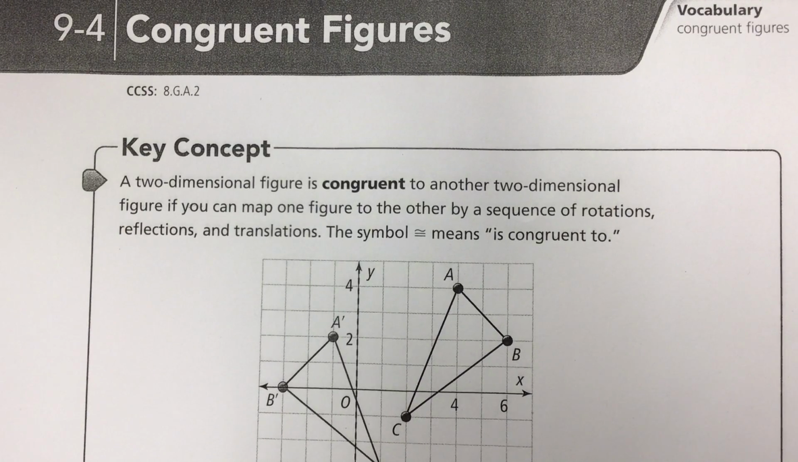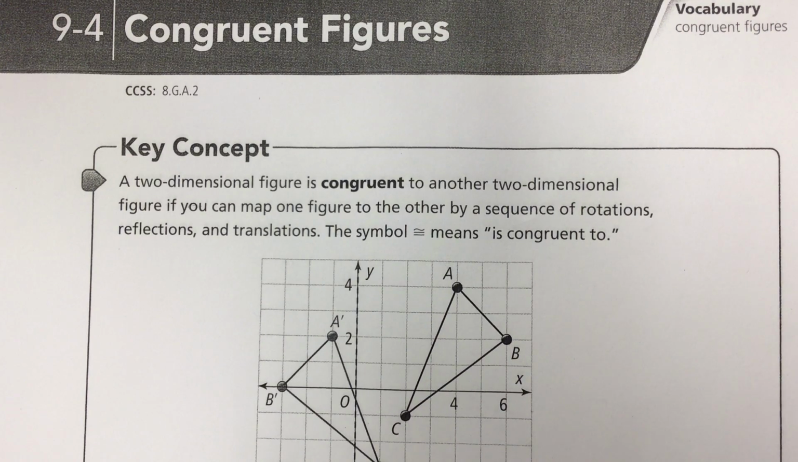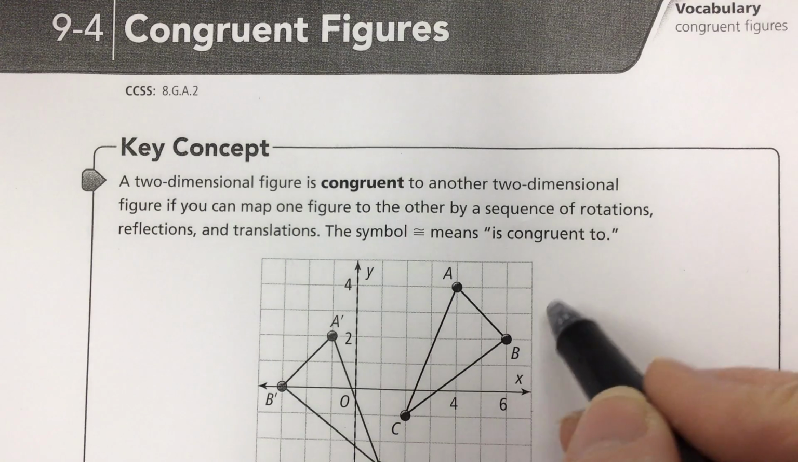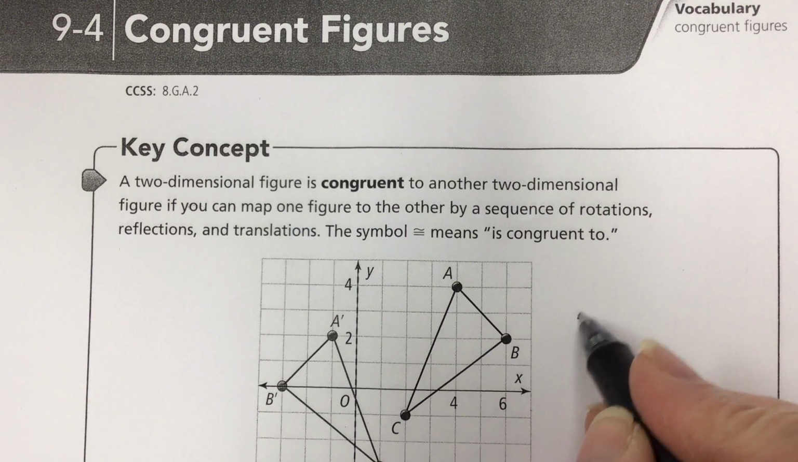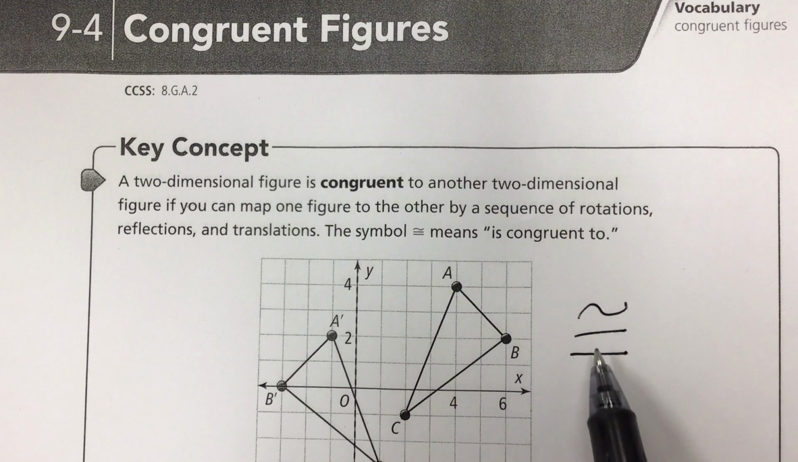Section 9-4, congruent figures. A two-dimensional figure is congruent to another two-dimensional figure if you can map one figure to the other by a sequence of rotations, reflections, and translations. This symbol that I'm going to draw for us means is congruent to.